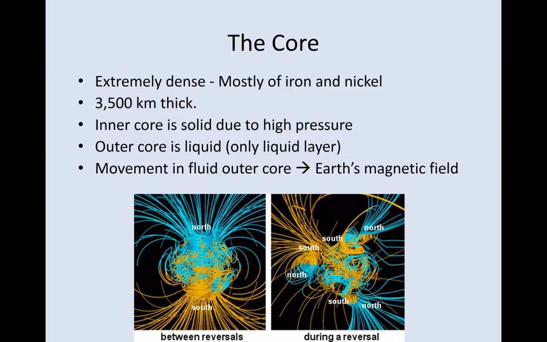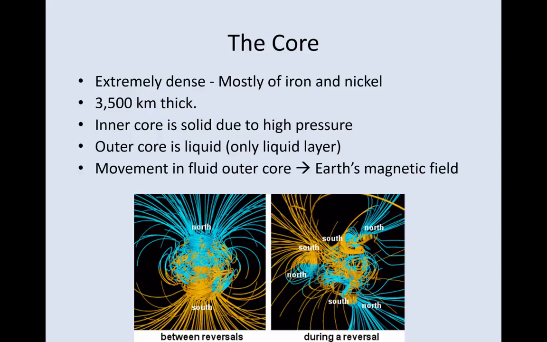If we look at the core, it is the central part of the Earth. It's extremely dense, largely due to the high pressure and high temperature, made mostly of iron and nickel, and about 3,500 kilometers thick. The core we can actually subdivide into two distinct parts. There's an inner core, which we believe to be solid iron due to the high pressures involved, and a liquid outer core, largely of molten iron.